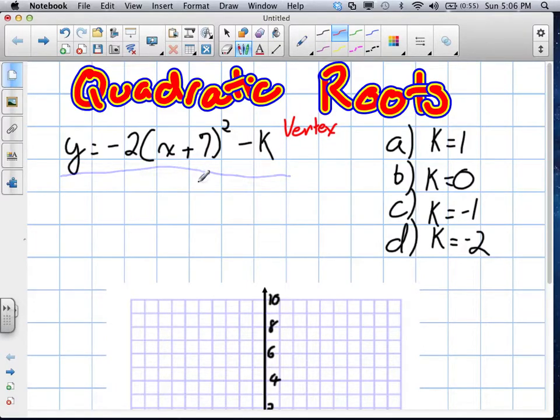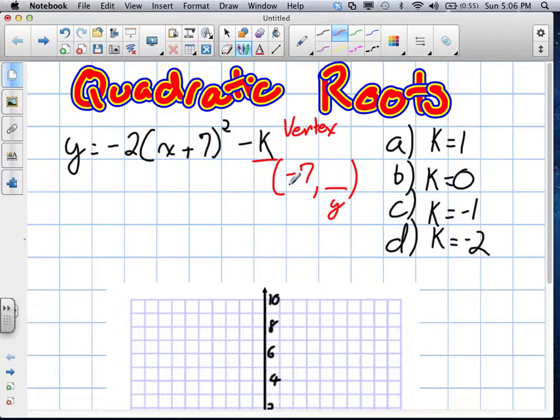In fact, what part of the vertex do we have? Do we know any information about it? The x. Yeah, what's the x value? -7. Yeah, x value is -7. We just don't know the y value yet. Okay, and the k is what's going to give us the y value.